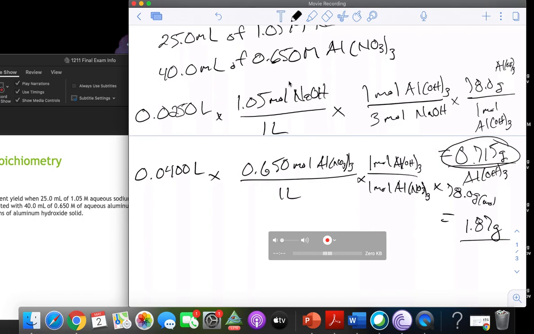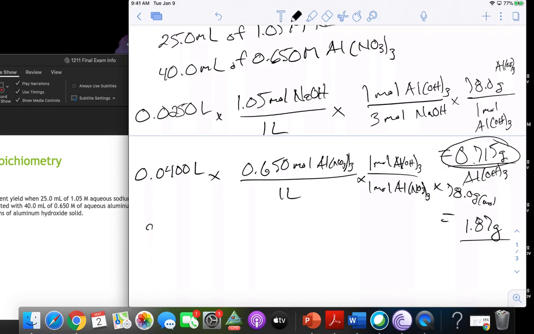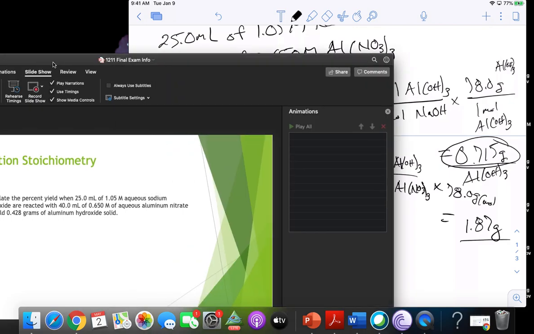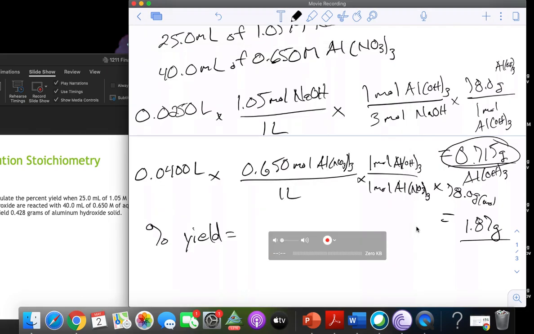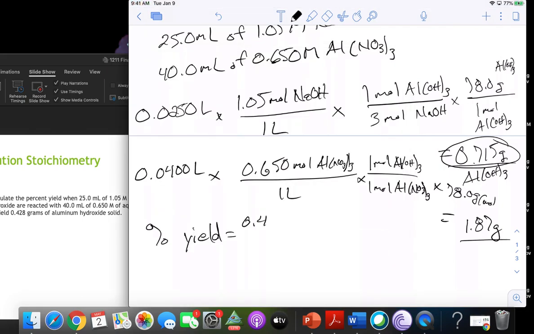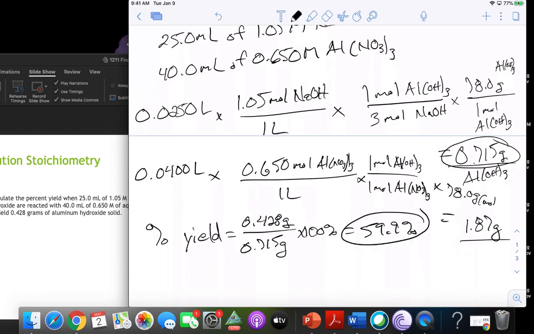So the last part of this problem then is to find that percent yield, right? And we said that percent yield was the actual, which they give us in the problem, which was, if I come back over here, I think it was 0.428 grams. So let me come back here and get that value. Yeah, 0.428 grams. So 0.428 divided by my theoretical yield, 0.715 grams, times 100%, which I believe is right about 59.9% for my percent yield in the reaction.